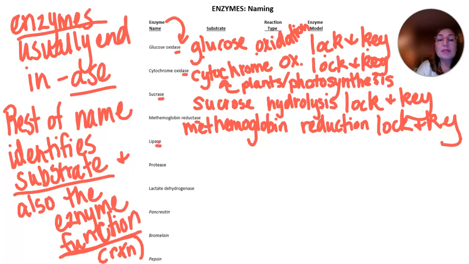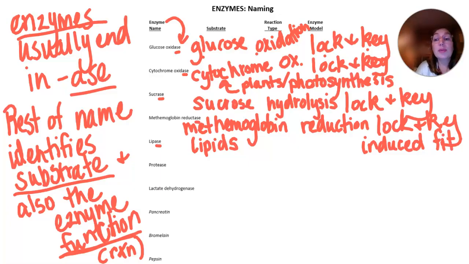Okay, what about lipase? We've got the ASE ending for an enzyme. Lipase is interesting. It's going to act on the whole class of lipids. All right, so lipids is really broad, right? This is a broad class of molecules, so this is going to require an induced fit. This is going to require the enzyme to change shape depending on the length of chain of the lipid, for example. And lipids can undergo hydrolysis.